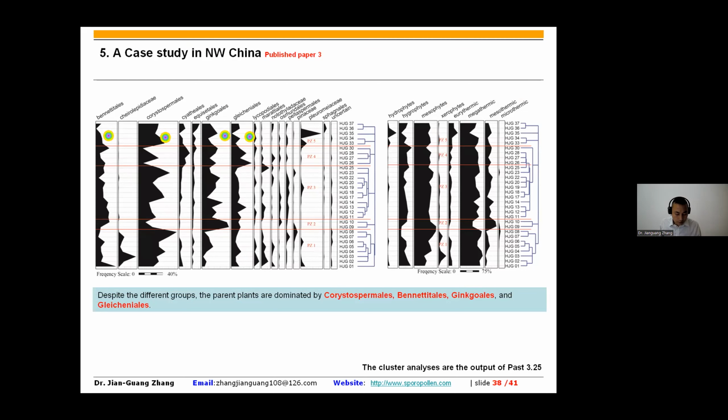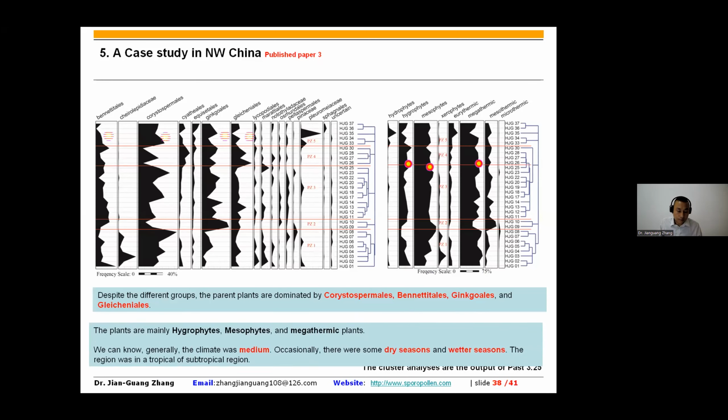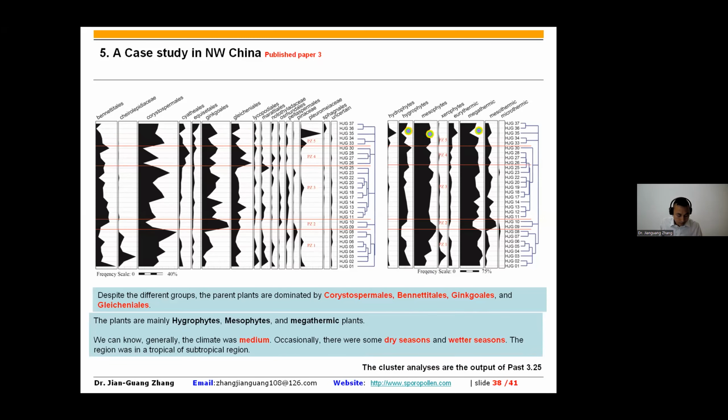Despite the different groups, the parent plants are dominated by Corystospermales, Bennettitales, Ginkgoales, and Gleicheniales. The plants are mainly hygrophytes, mesophytes, and megathermic plants.